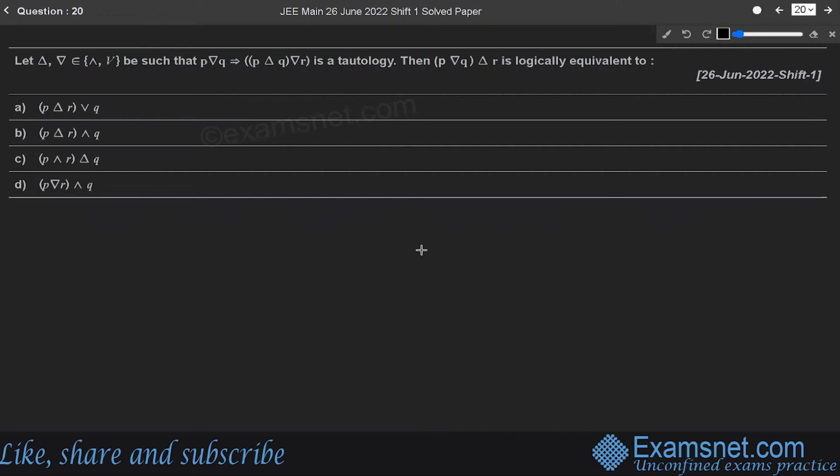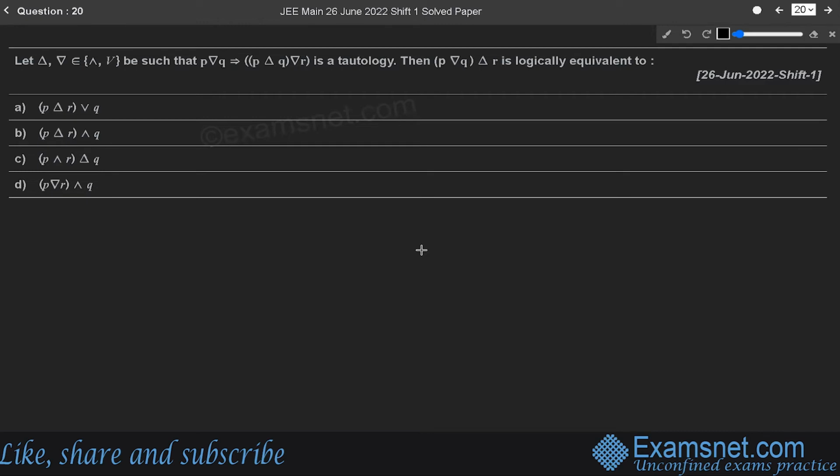Next question is, let delta and inverse of delta belong to intersection and union, and let P delta Q reverse R be a tautology. Then P reverse delta Q delta R is logically equivalent to what? So for this question, there are some cases.